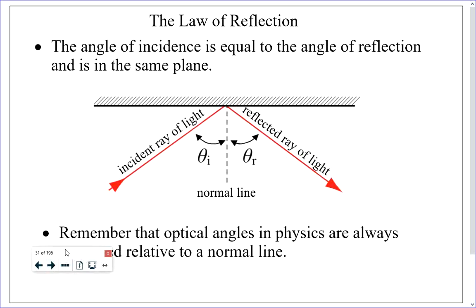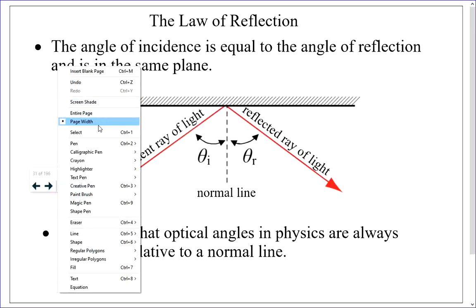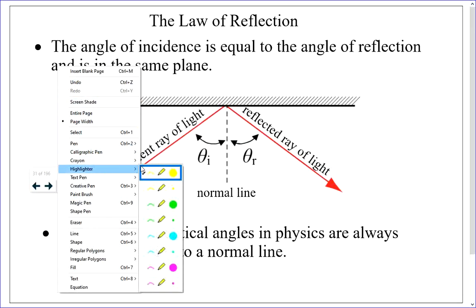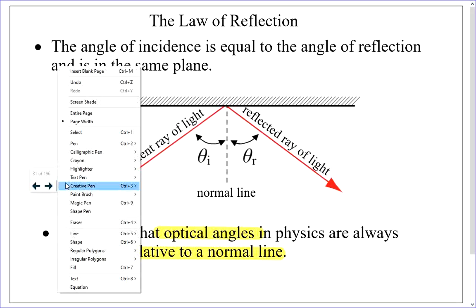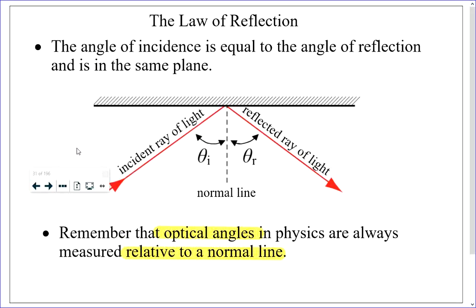The takeaway from this is that optical angles, whether you're dealing with reflection or later with refraction, are all measured relative to a normal line. And the normal line is simply a line that's perpendicular to, in this case, the mirror.